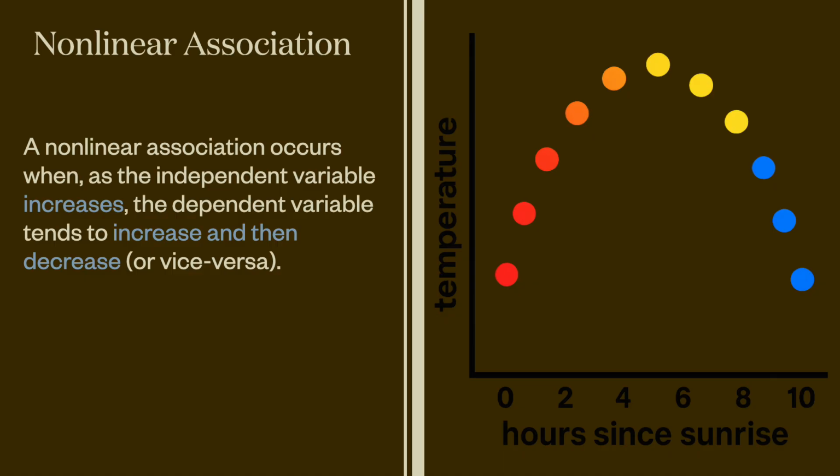So a nonlinear association occurs when, as the independent variable increases, the dependent variable will either increase and then decrease, or sometimes vice versa. It will decrease and then increase. This is not the only type of nonlinear association. Anytime you see a pattern, but the pattern is not a straight line, that is an example of a nonlinear association. So when you can see that the two variables are related to each other, but the pattern they're making is not a straight line, that's a nonlinear association.